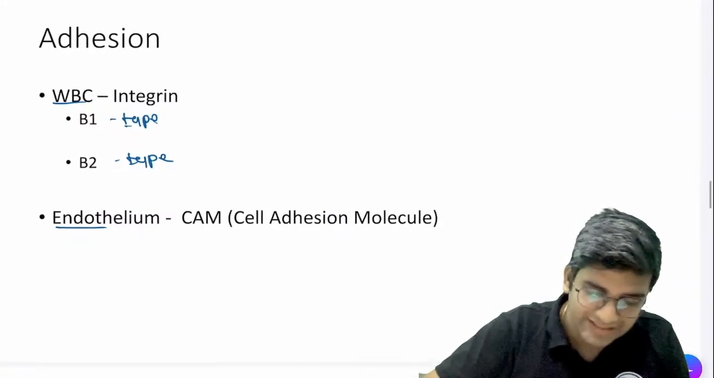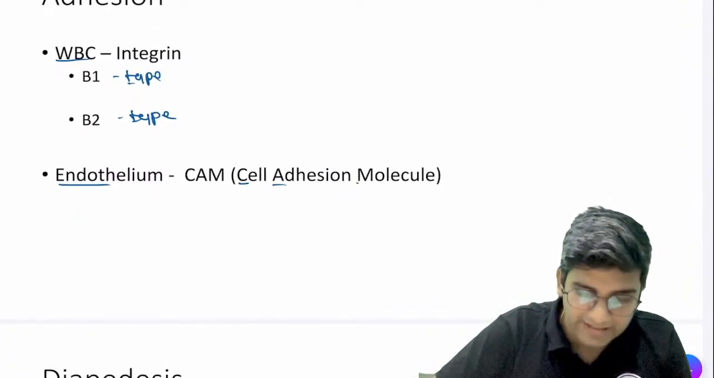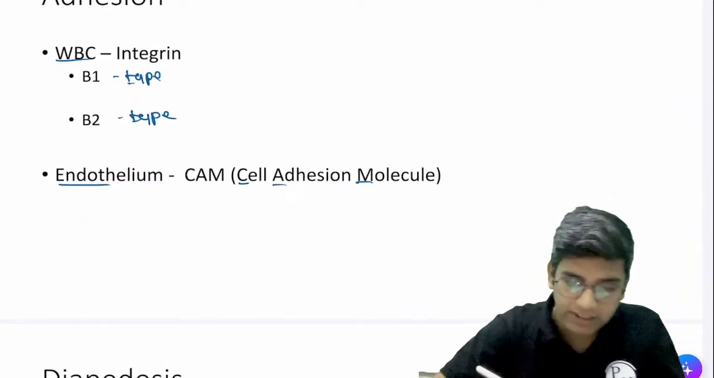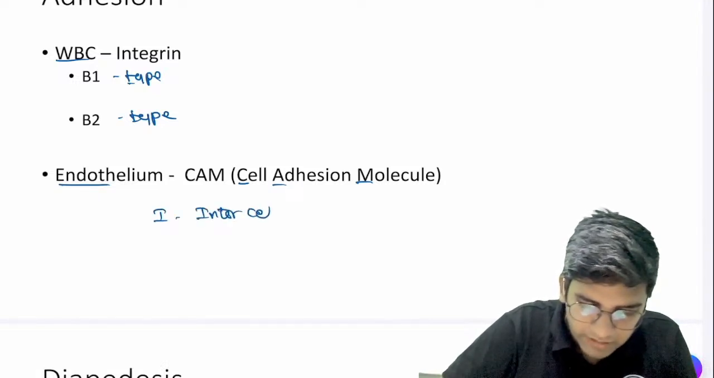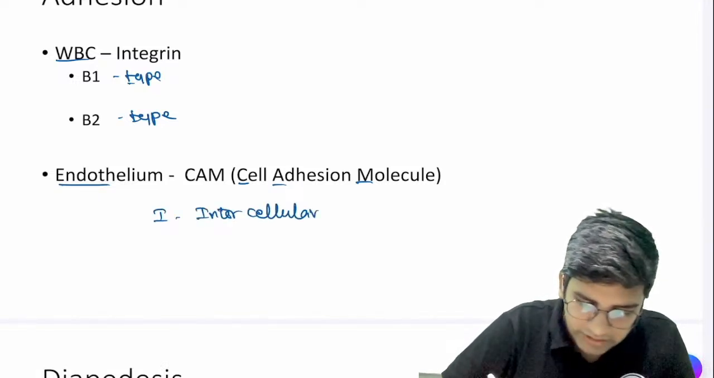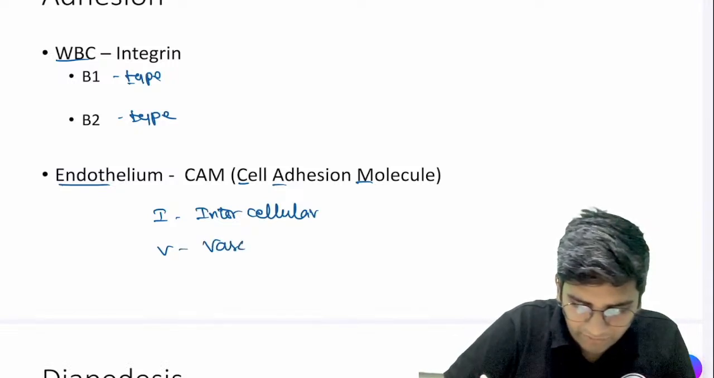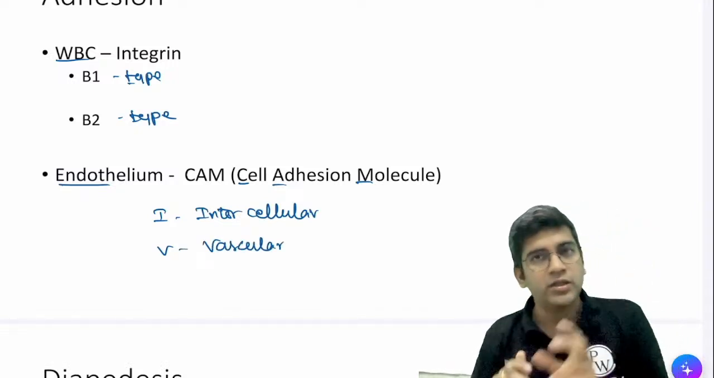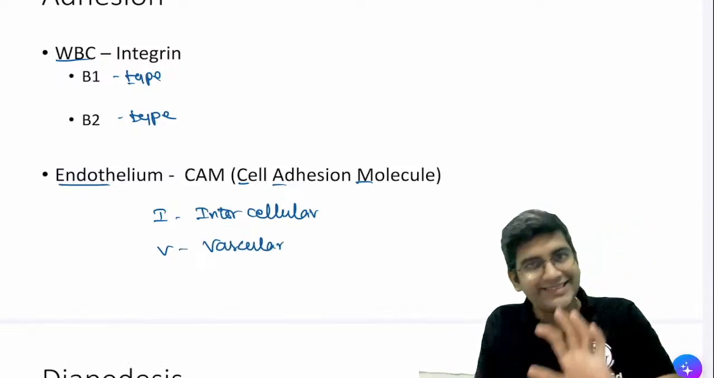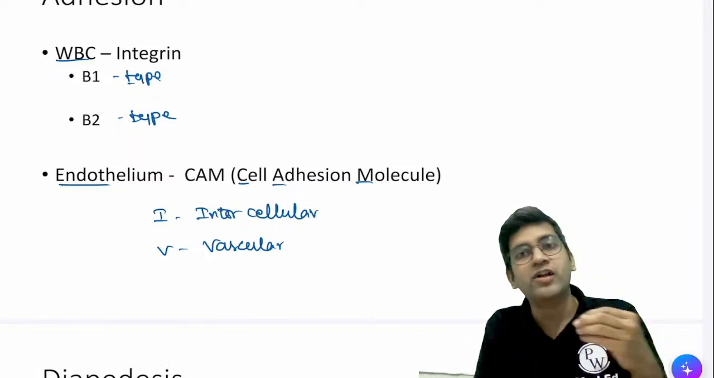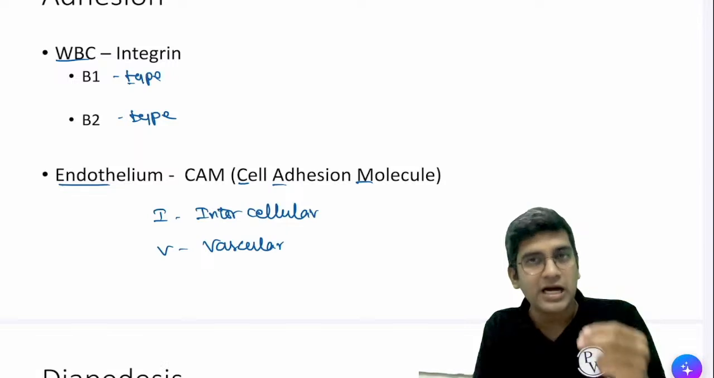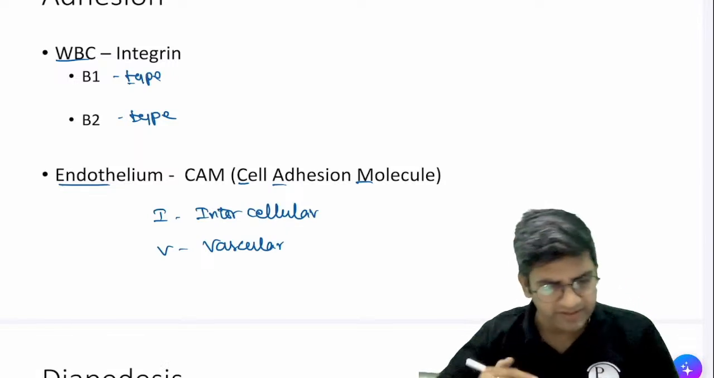And endothelium has something called CAMs. CAMs stand for cell adhesion molecule, right? I have two types of CAM. I for intercellular cell adhesion molecule, between two cells. V for vascular cell adhesion molecule. It's on the vessel, that's all. The same like your selectin, these CAMs will not be activated, or integrins will not be activated, unless and until I have inflammation. The same process, right?